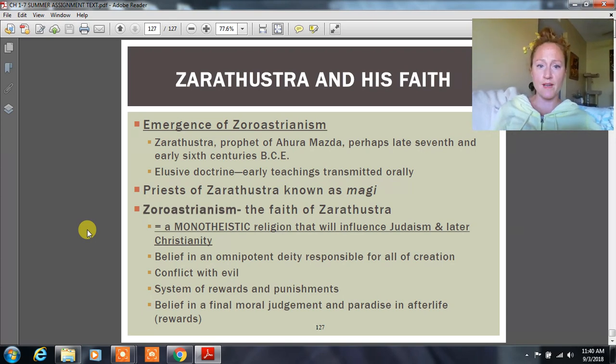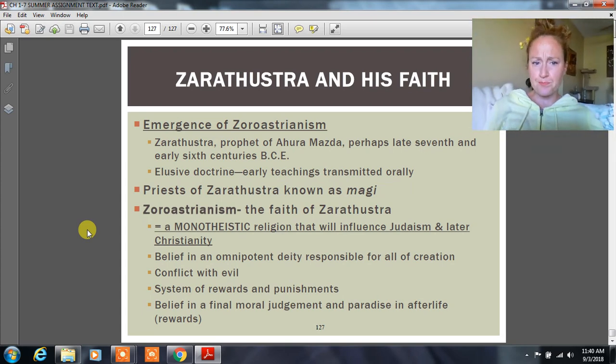Zarathustra was believed to be the prophet of Ahura Mazda, so that was the name that they gave to their god. And the teachings of this faith, they believe, evolved out of the late 7th and early 6th centuries. I say historians believe because they have to rely on archaeological evidence of people following this faith. The doctrine is elusive, which means they did not really compile all of their beliefs early on into one single book, so it's hard to exactly pinpoint when the faith originated, because most of the teachings were transmitted orally by the priests and priestesses.